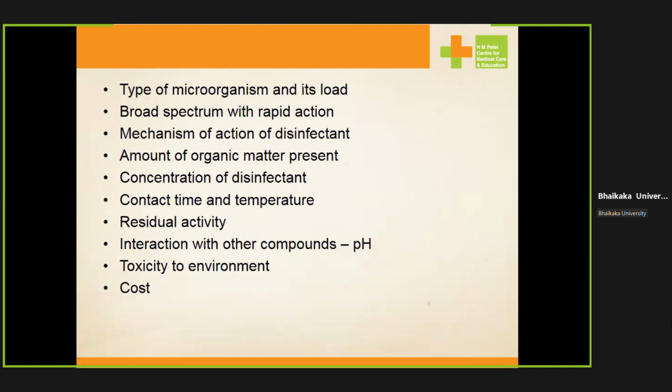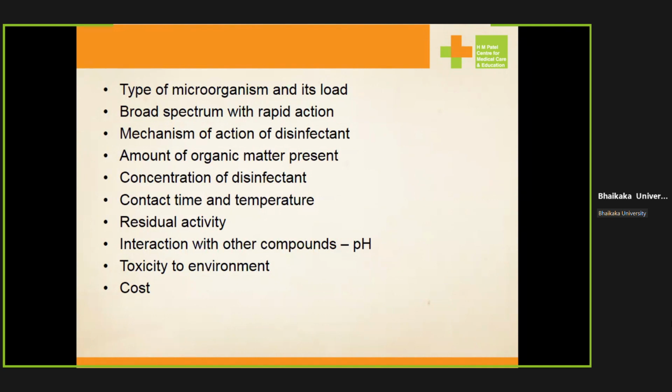Concentration of disinfectant is very important. Sometimes some disinfectants have to be diluted to bring them to a certain concentration before you can use them, whereas certain disinfectants can directly be used at the concentration at which they are available, right? So that concentration of disinfectant becomes important.